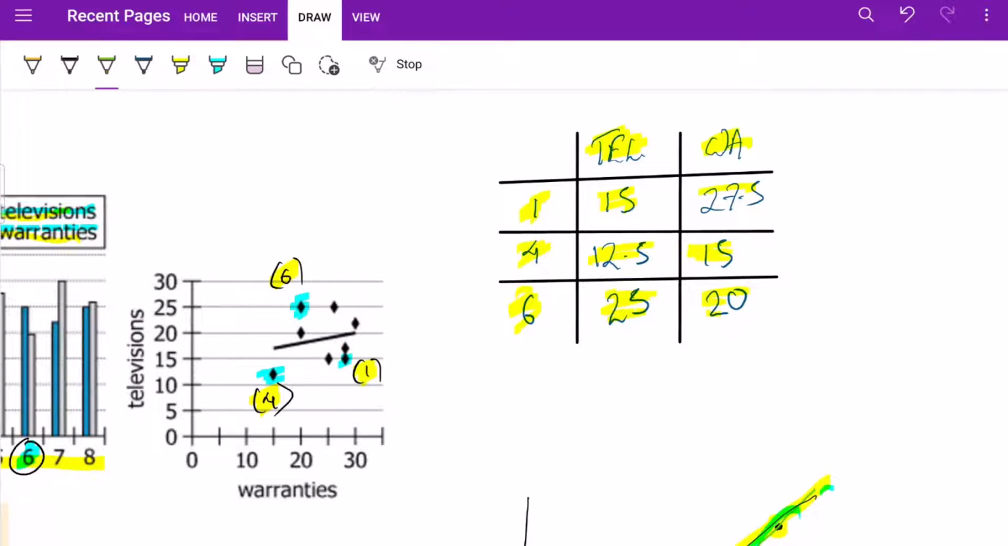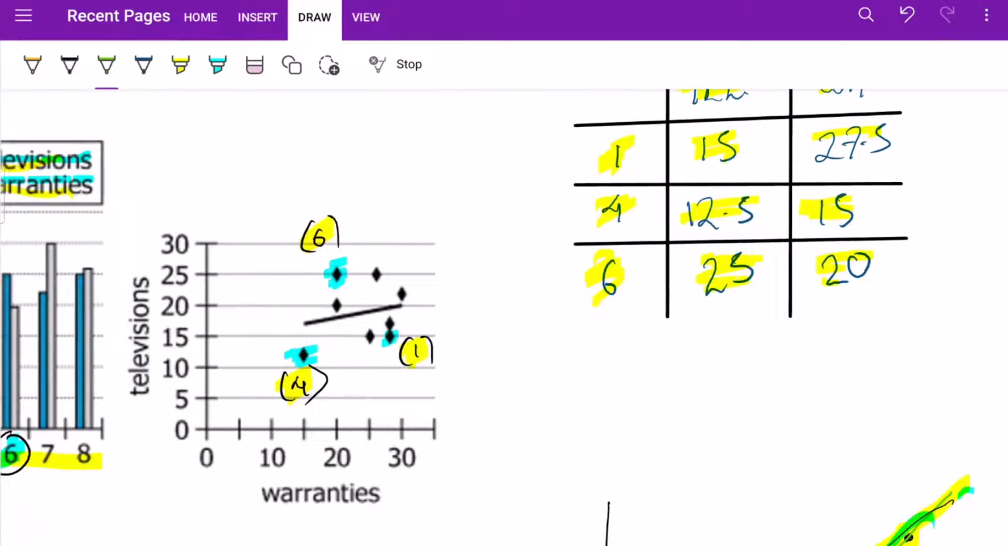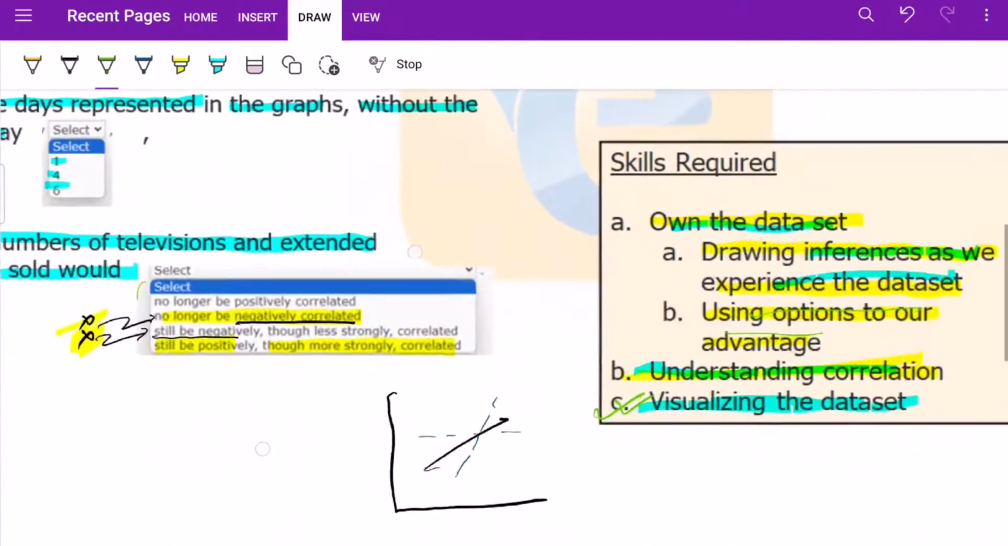Building up on our understanding of line of best fit, let us see what happens. So say for example here, let us start with point 4. Now this point 4 is pulling this line towards itself. Now say for example, this point 4 is gone, there is no more point 4. So what would happen? The line will have a tendency to move in the opposite direction. So it will make the line somewhat horizontal. So do we have such an option? Yes, we have such an option here. No longer be positively correlated, because this line becomes something like this, which is no longer positively correlated.